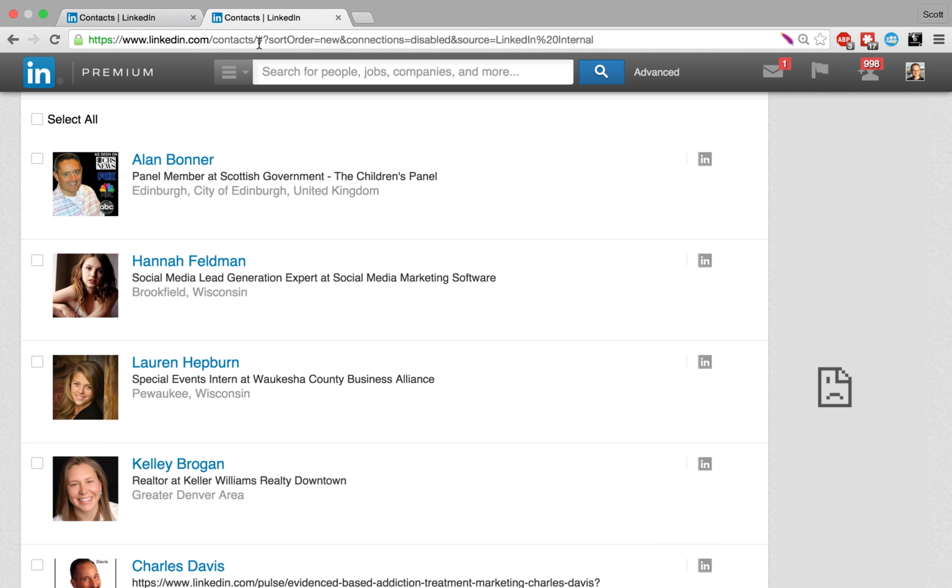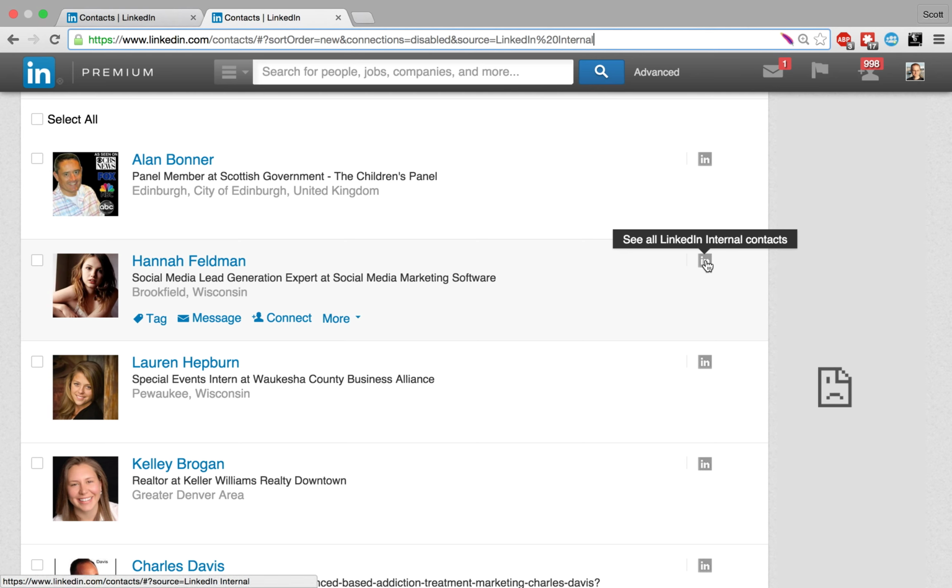But anyway, the way I found this is by typing this in to the URL, the address bar. So you just change after the pound symbol, question mark, sort order equals new, and connections equals disabled, and source equals linkedin %20 internal. Okay? Now, there is also another way to get there. But anyway, you could see that these are not your first degree connections because they're gray icons.